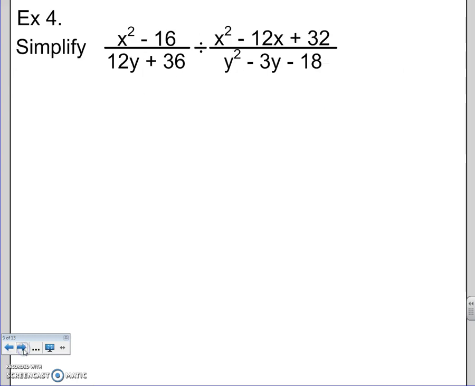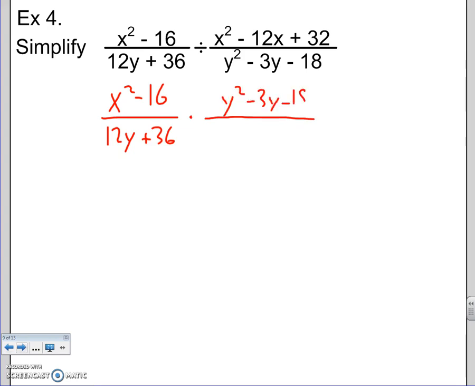Same idea here. So this is a repeat of what we just did. First, let's rewrite this as a multiplication problem. It's x squared minus 16 over 12y plus 36 times, not divide, we don't like dividing fractions, y squared minus 3y minus 18 on top, x squared minus 12x plus 32 on bottom. Now we do what we've been doing. Let's factor them. The top left one is a difference of squares. That is x plus 4 times x minus 4.